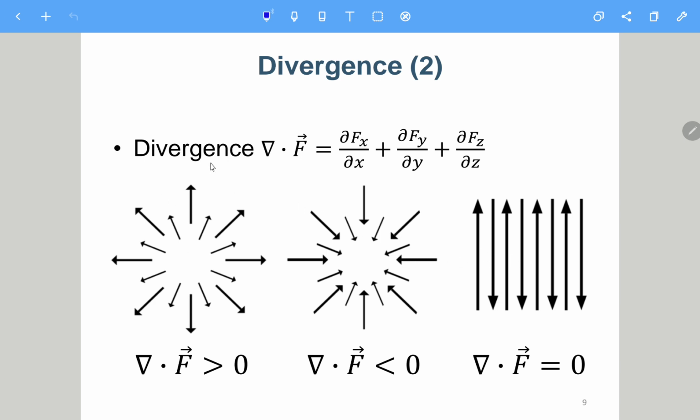So this is the physical meaning of the divergence, which is something similar to what we have learned in chapter 23 when we learned the Gauss law. We will talk about whether the flux is flowing into the Gaussian surface or flowing outside the Gaussian surface. When it is positive, then it is flowing outside, and when it is negative, it is flowing inside, something like that.